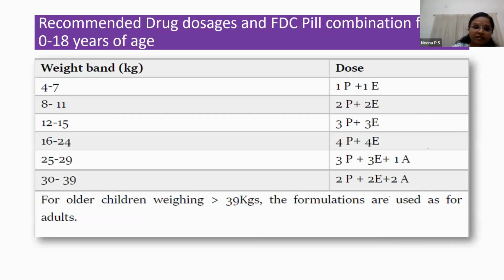This is a simplified format, that is in the 4 to 7 kg weight band, you have 1 pediatric dose plus 1 ethambutol separately. And likewise, this is a simplified format. And for those kids who are more than 39 kg, then you have to resort to the adult formulation.